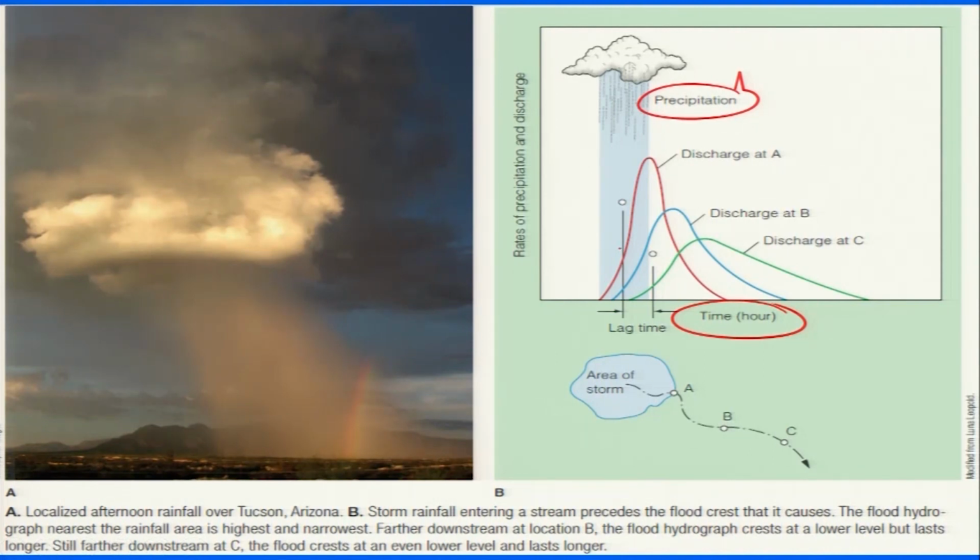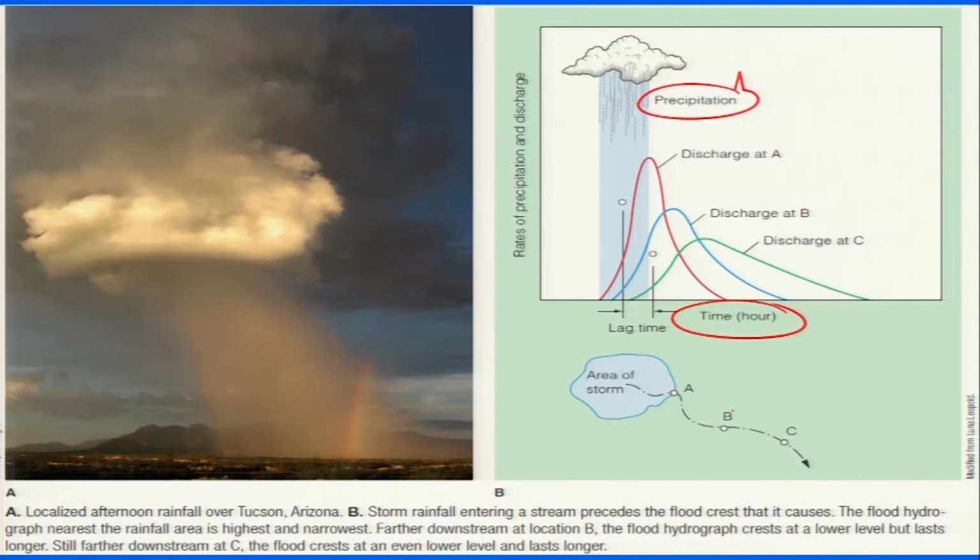So what we are able to learn here is that in the upstream area, it will quickly die out. The channel will definitely enter into the flooding state and will have higher discharge, but it will last for a very short period. Whereas here it will last longer. Further downstream, it will last even longer. So still further downstream at C, the flood crests at an even lower level and lasts longer.